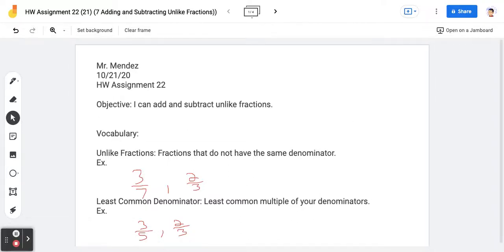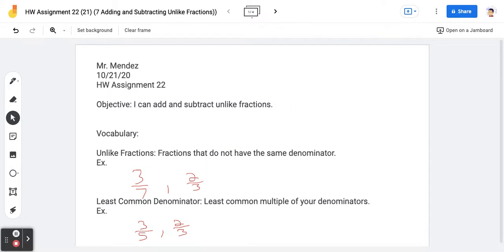Today's objective: I can add and subtract unlike fractions. So let's go right to it. When we say unlike fractions, here's what we mean. We mean fractions that do not have the same denominator. For example, 3/7 and 2/3. They both have different denominators. One is 7 and the other is 3.